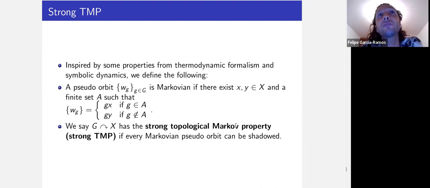It's like the support. When you have a Markov chain, the support is a shift of finite type. And when you have a Markov field, the support may not be a shift of finite type, but it will have the topological Markov property.